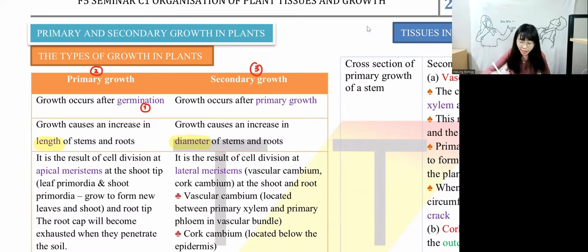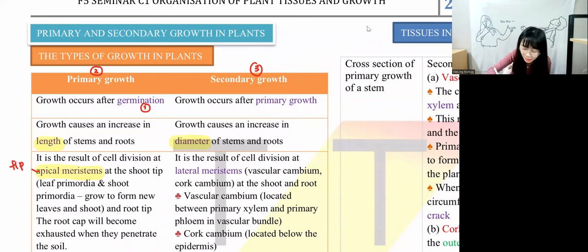When they increase in length, the cells that carry out this increase in length are the apical meristem. Why is it apical? We have learned, apical means what? It means the tip, correct? It means that the plant is growing because the tip is growing. They will carry out cell division at the apical. The shoot tip increasing means they become longer. The root tip increasing means they go deeper into the soil.